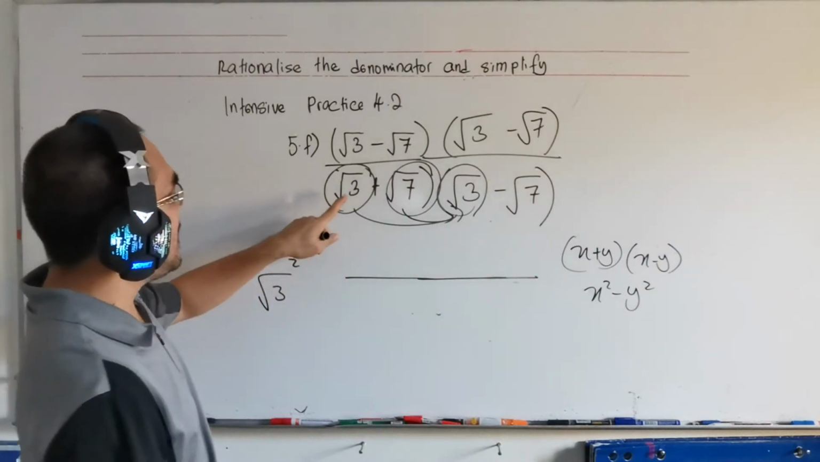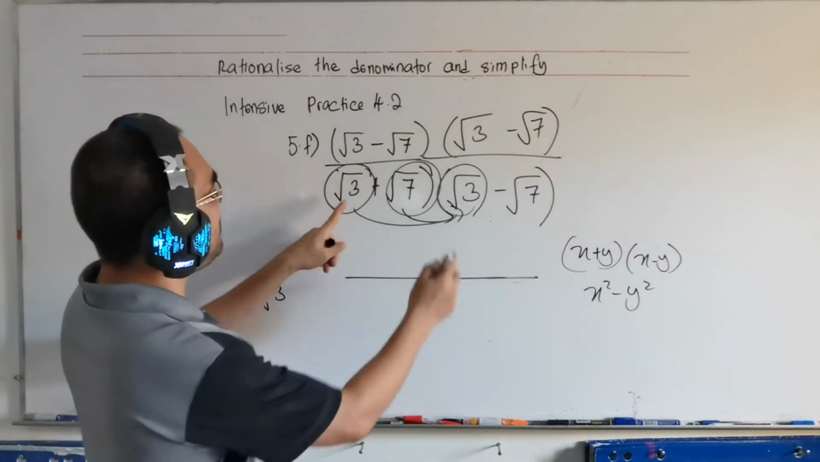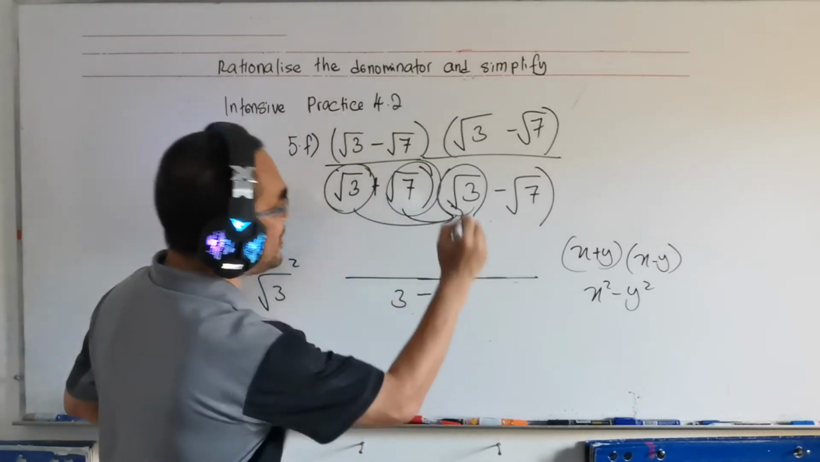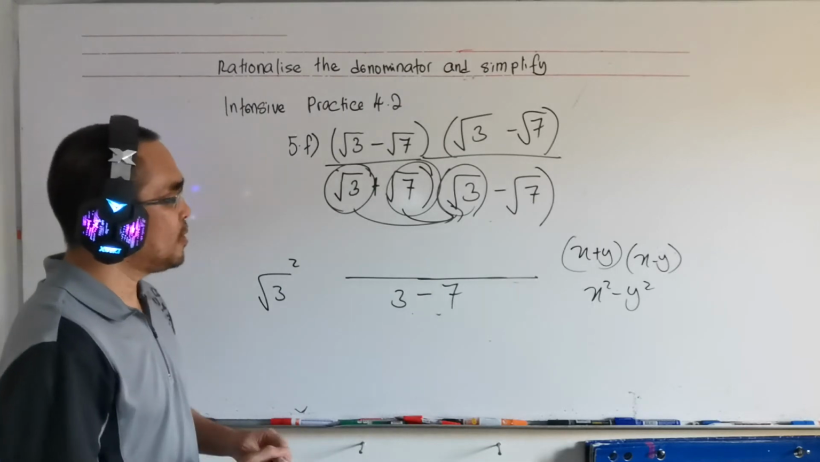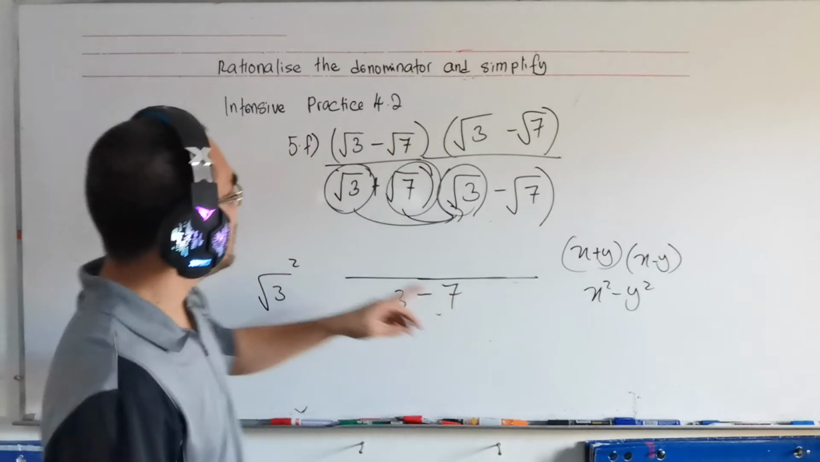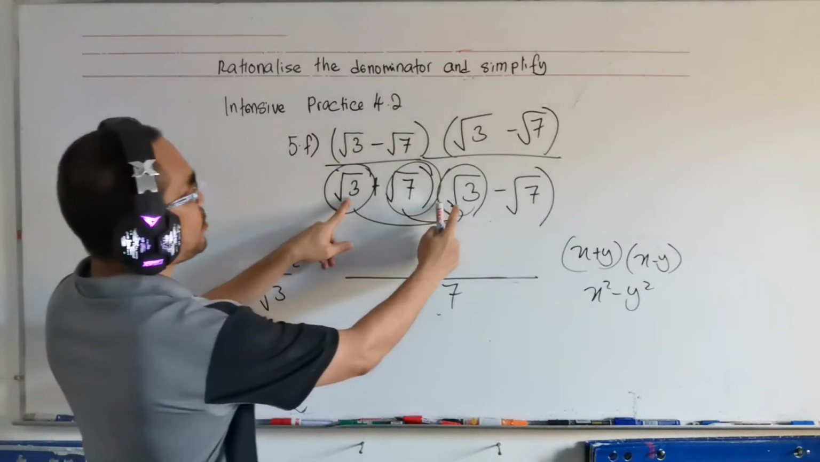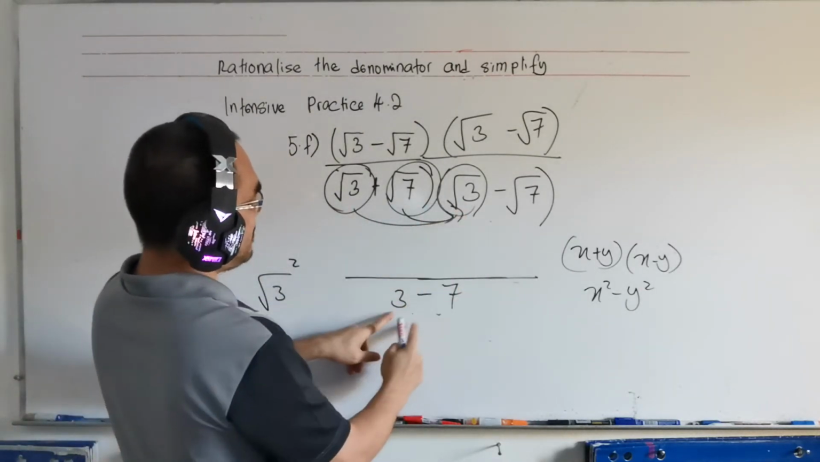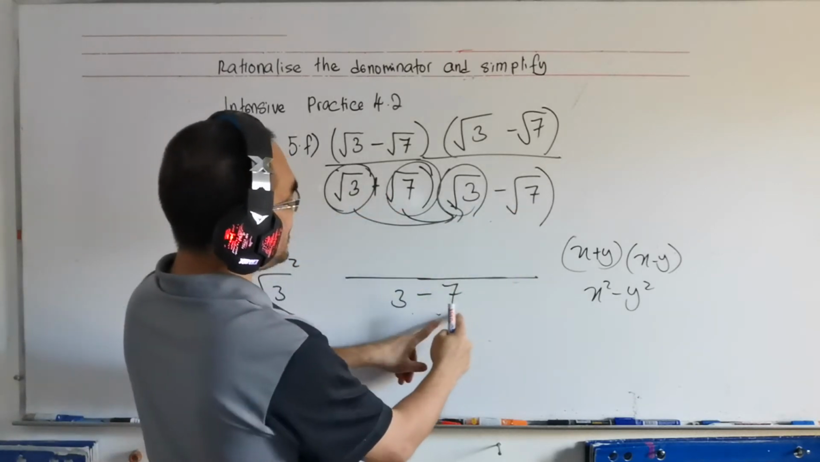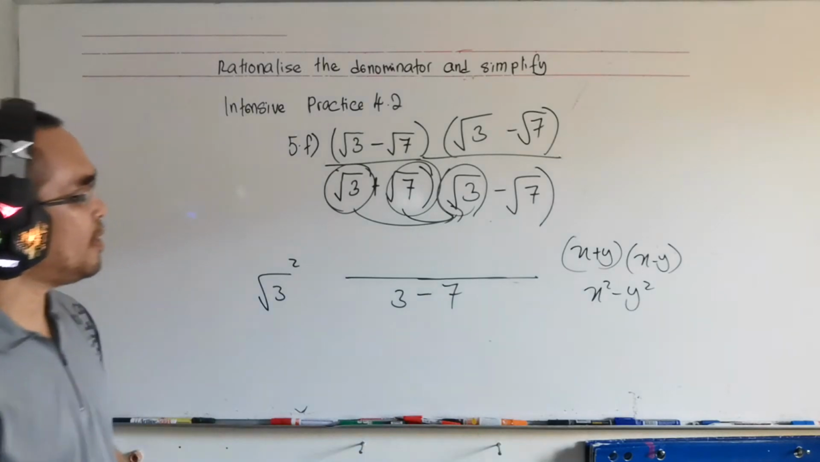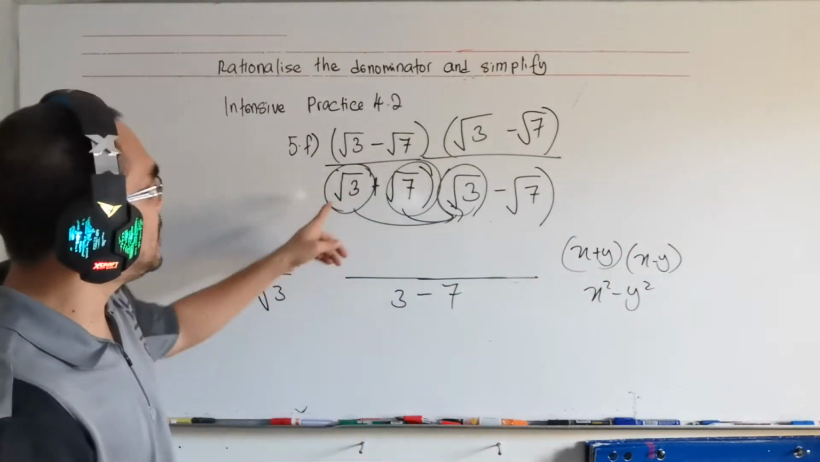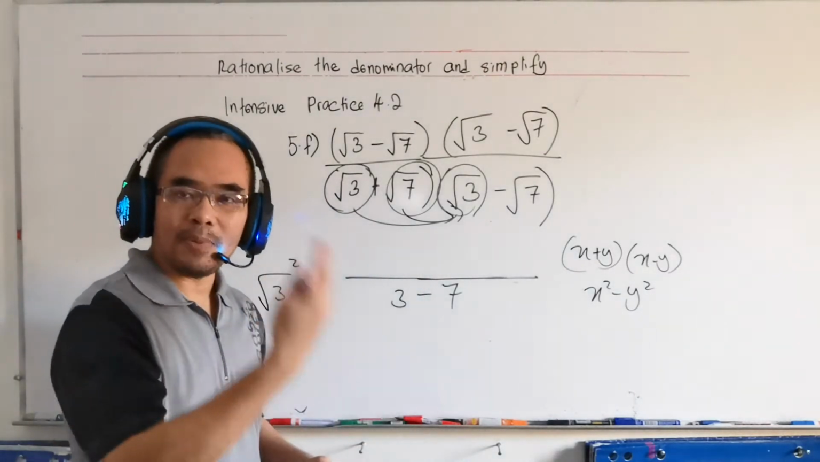Then we have to know the one that is left, this times this, you have 3 minus 7. Okay? Using this knowledge, the square root of 3 times square root of 3 becomes 3, and then square root of 7 times square root of 7 will be 7. Okay, if you understand this. If not, you just try out the way you simplify, you just multiply.